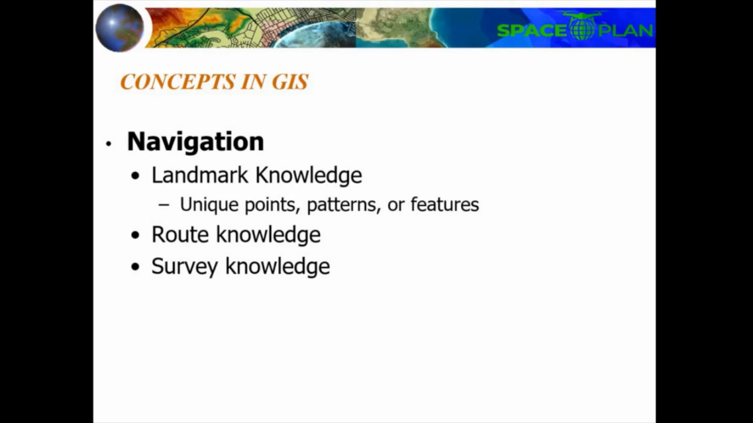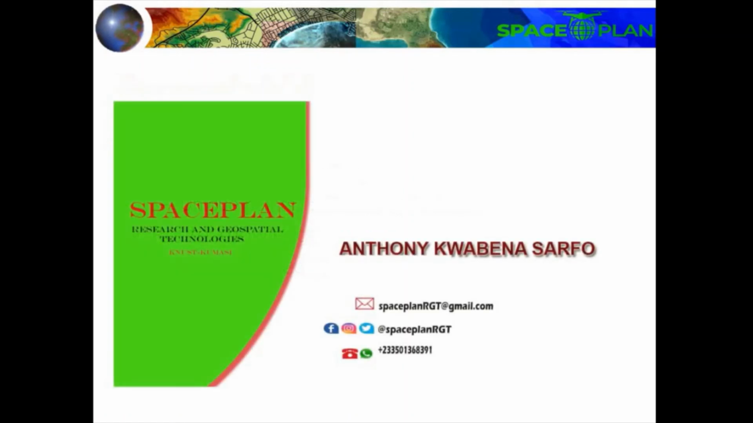So basically, these are the five basic concepts we have in GIS: the location, the direction, the distance, the space, and then the navigation.